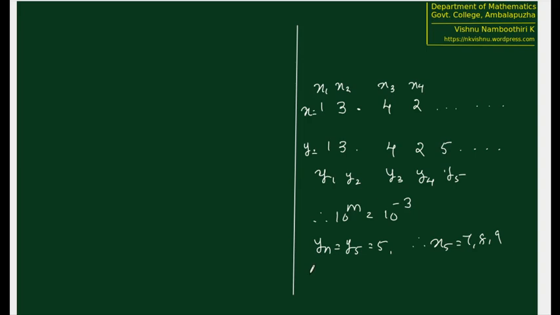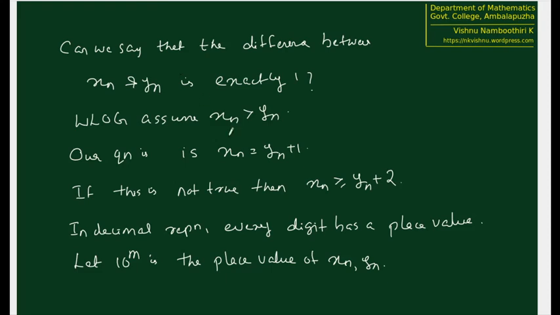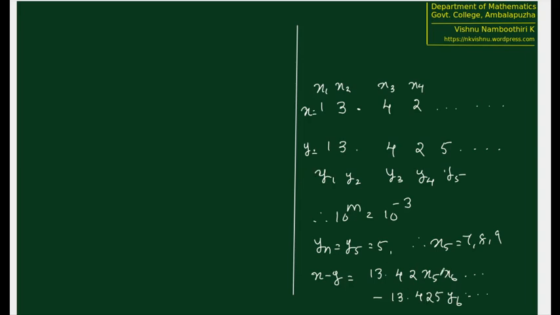X minus y. Now we are going to see this in this case 13.42. We don't know what it is exactly, so this is x5, x6, etc. minus 13.425 y6, etc. So the difference is minimum when we have the least possible value for x5. But what is the least possible value for x5? We have already assumed that x5 and y5 differ by at least 2. Therefore x5 is going to be at least 2 more than y5. Therefore x5 is at least 7.